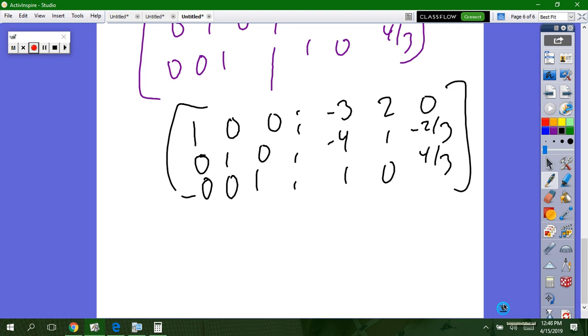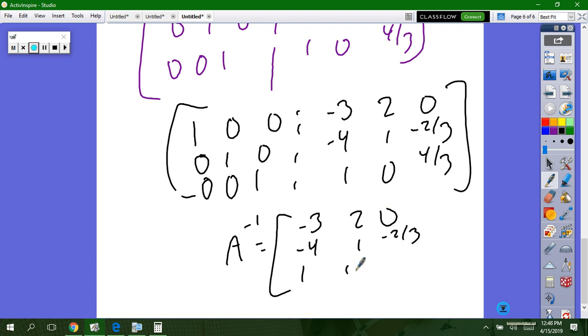Okay? We are done, aren't we? So therefore, this is who? A's inverse. So A's inverse is -3, 2, 0, -4, 1, -2/3, 1, 0, 4. That is A's inverse.